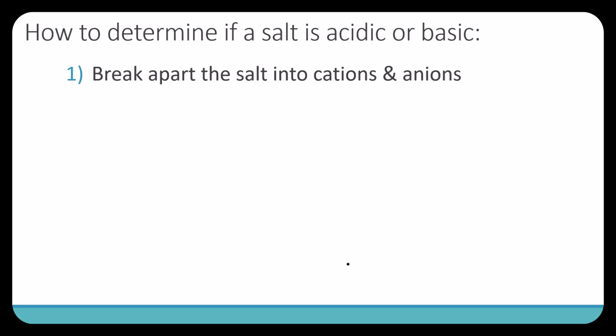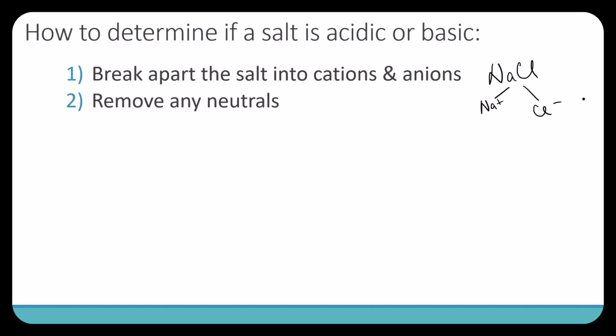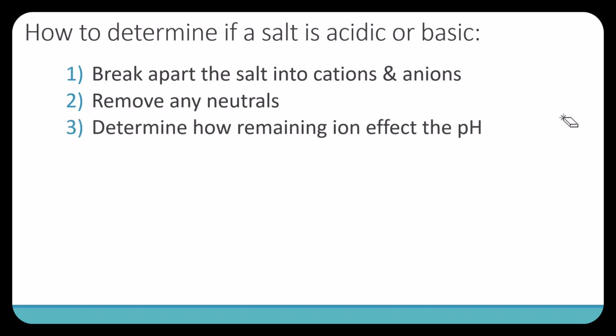So kind of the stepwise process here is going to be to break the salt into its cation and anion. So you would have NaCl. The first step is to break it apart into sodium and chlorine. Just kind of see what you're working with. Next, you're going to identify which of the ions would be neutral. So that would be just kind of using your list of rules, determining if it's going to be neutral or not. And then if there's any that are remaining, decide how that's going to affect the pH. So let's take a look at an example.